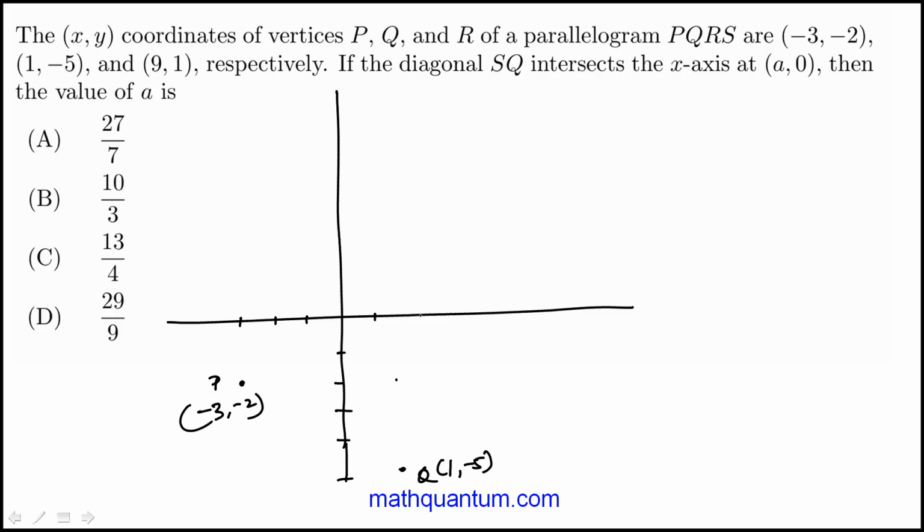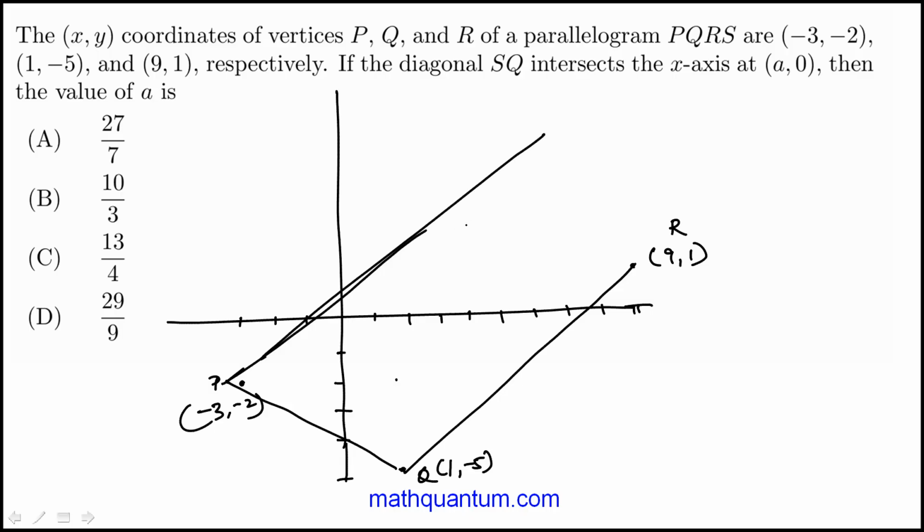And then finally (9, 1): 1, 2, 3, 4, 5, 6, 7, 8, 9, 1. So that is our R. So our parallelogram probably looks something like that. Something like that. So S is here. They're saying if this diagonal SQ intersects the x-axis at (a, 0), what is this value?